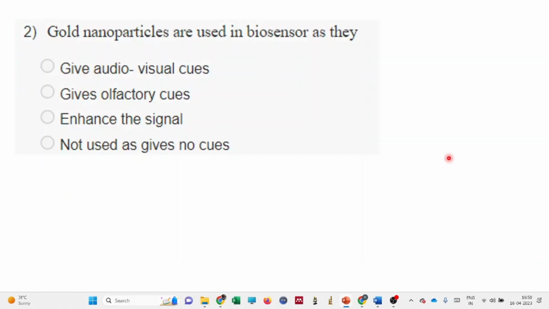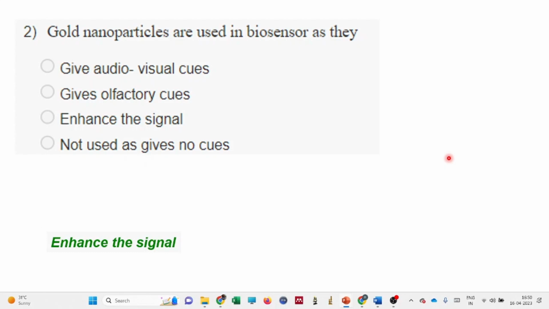So moving on to the next question: gold nanoparticles are used in biosensors as this. We have already discussed this. Gold nanoparticles have a lot of advantages. So which do you think is the correct option? Enhance the signal, because it also amplifies the Raman signal, as we talked about in surface enhanced Raman spectroscopy, the SERS technique.